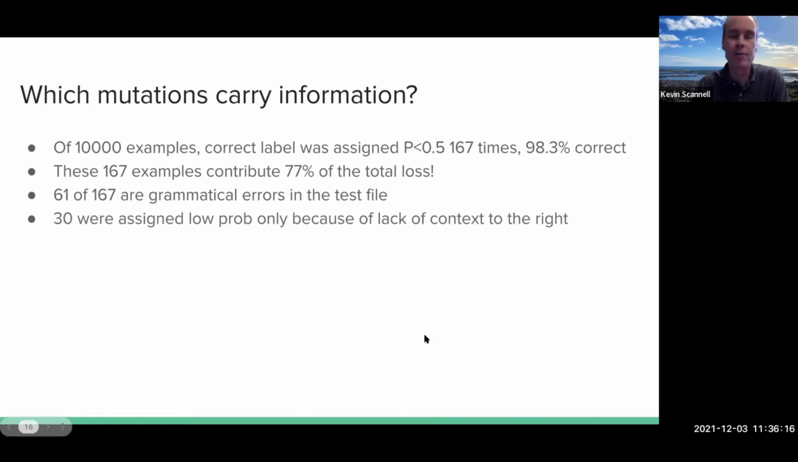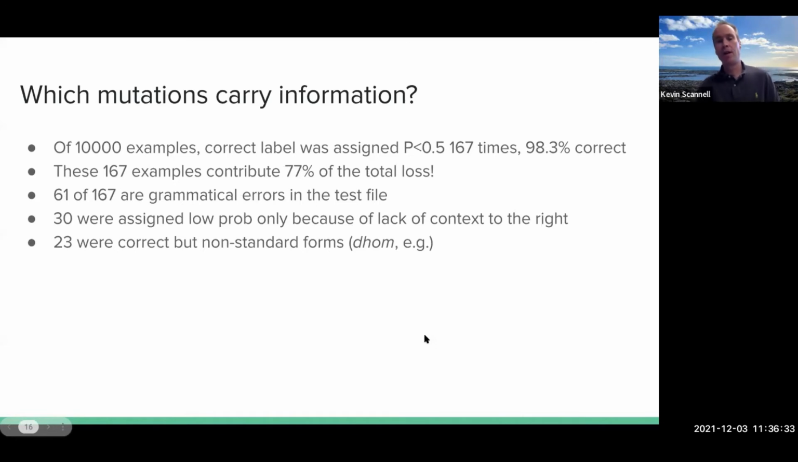I mentioned this artificial constraint of only using context to the left. For 30 of these, I could very easily have made the right prediction had I had context to the right. Twenty-three others were perfectly valid, but just not standard forms, usually dialect spellings that are much less frequent. So the model would typically predict, in this case, the unmutated form of dumb. But again, this is a perfectly valid spelling.